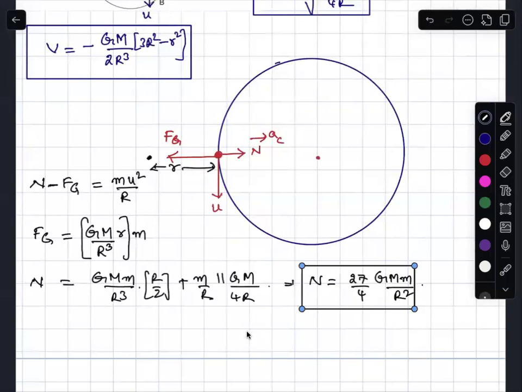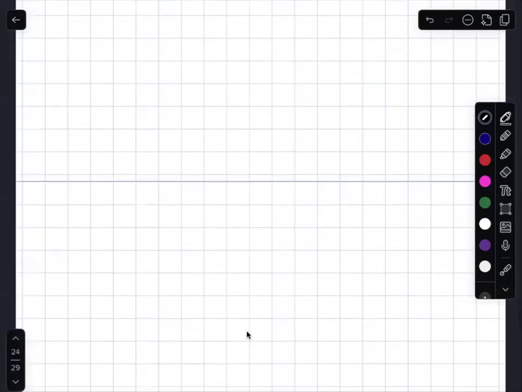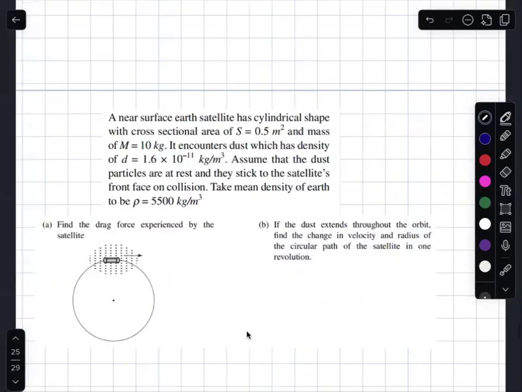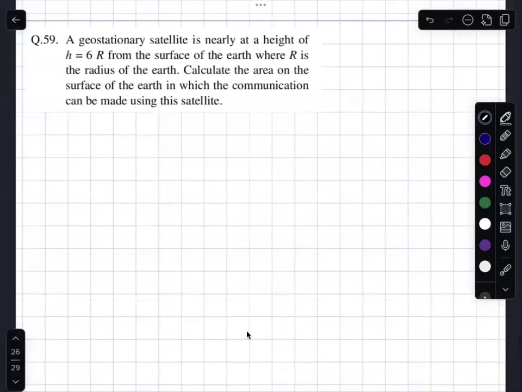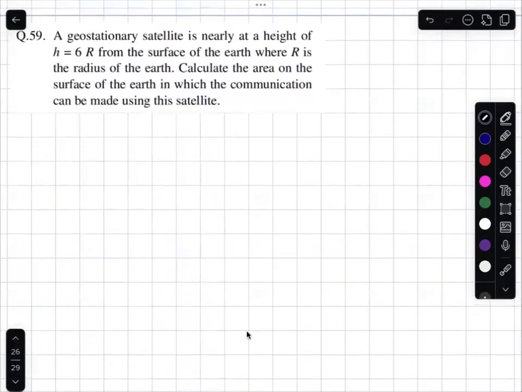Okay. Right. Any doubt? Next question. Before you go for this question, better you go for this one. Easy question. 59.